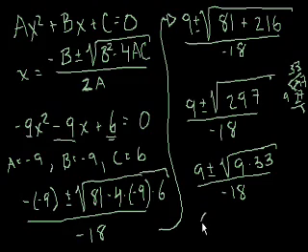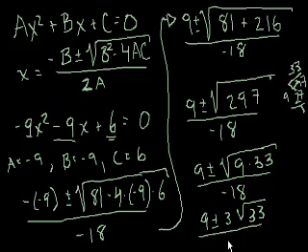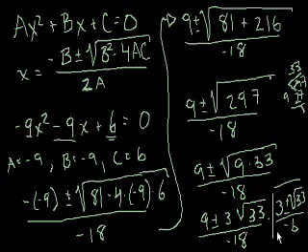So this is equal to 9 plus or minus 3 times the square root of 33, and all of that over minus 18. We're almost done. We can actually simplify it because 9, 3, and minus 18 are all divisible by 3. So this is equal to, let's divide everything by 3, 3 plus or minus the square root of 33 over minus 6. And we are done.